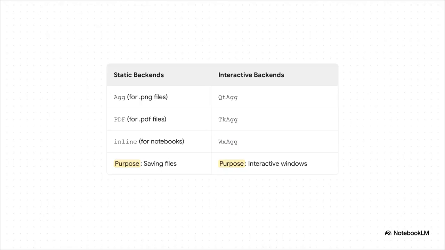And here's the mystery solved in one go. The user's inline backend is static. It's literally designed to just spit out a flat image inside a Jupyter notebook. That's its whole job. To get those cool interactive sliders and zoom features, they needed to switch to an interactive backend like QtAgg or TkAgg. A different backend means completely different behavior. And just like that, problem solved.